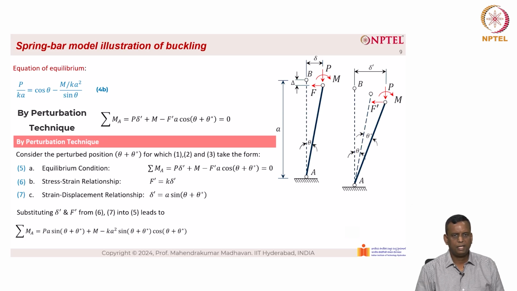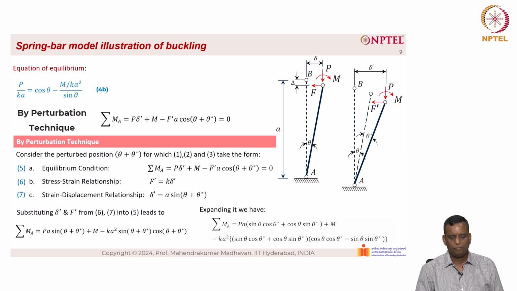This equation needs to be expanded. It is of the form sin A plus B as well as cos A plus B. We know from high school mathematics that sin A plus B equal to sin A cos B plus cos A sin B, and cos A plus B equal to cos A cos B minus sin A sin B. So, the same identities can be applied here. When we do so, we have the following equation in the expanded form.